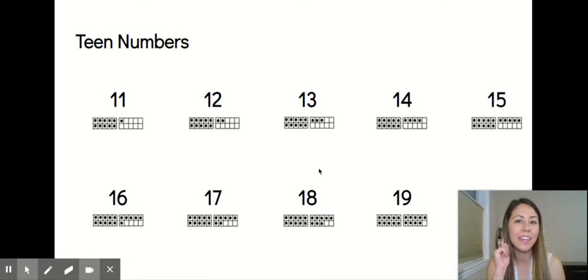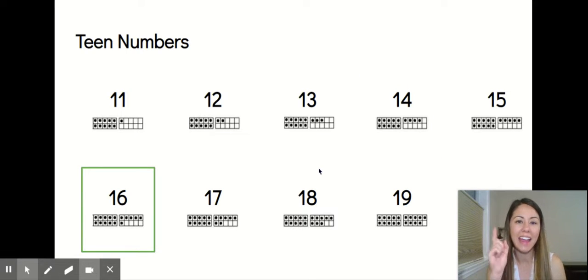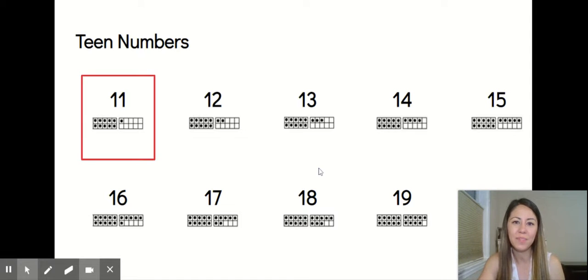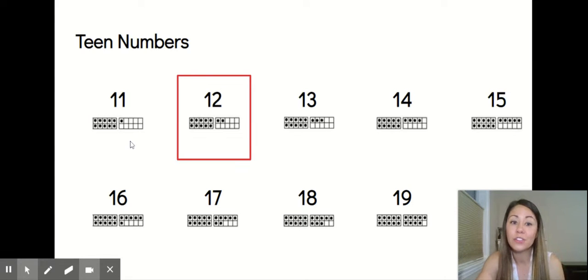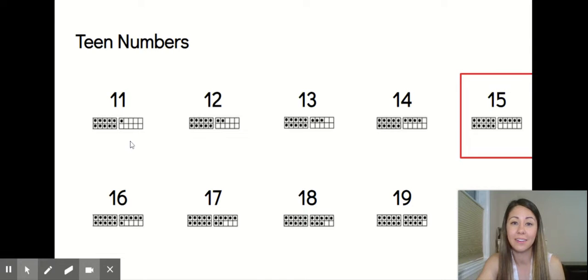Sometimes with a teen number, you can hear the name of the extra ones. Like in the number 14, I can hear 4 in 14. And with 16, I can hear 6 in 16. But some teen numbers don't have the name of the ones in the teen number name. For example, 11. I know there's one extra one in 11, but I don't hear one in 11. There are two extra ones in 12, but I don't hear two in the number 12. I don't hear three in 13. And I don't hear 5 in 15, but 15 does kind of sound like 5.